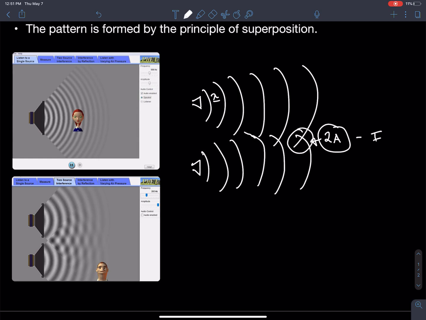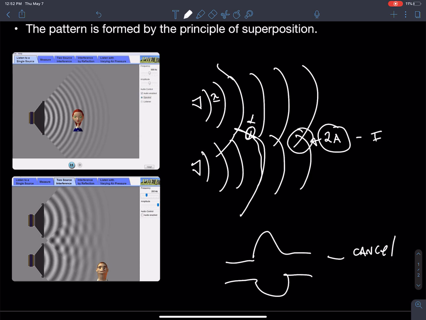But if I carried this forward, if I drew these crests in a little bit larger, what you're going to see is at a point over here, a crest is overlapping with a trough of the other wave. If a crest overlaps with a trough, they get cancellation. So there'll be no amplitude whatsoever. The intensity of sound wherever a crest overlaps with a trough is going to be 0.